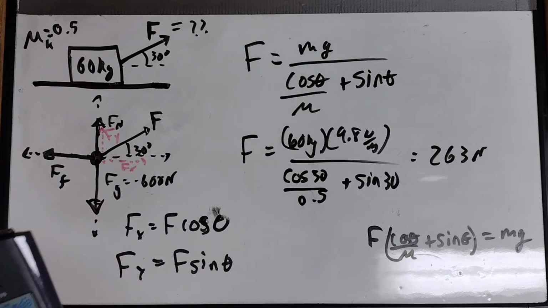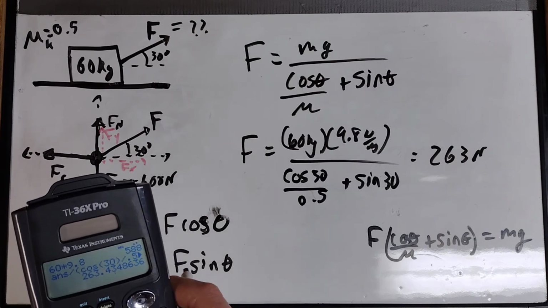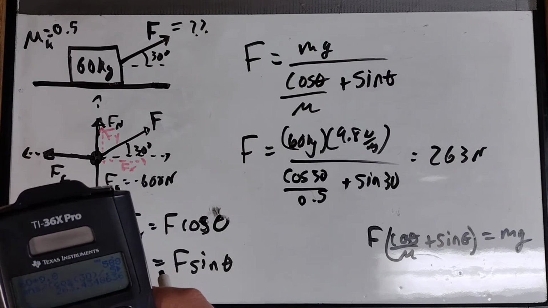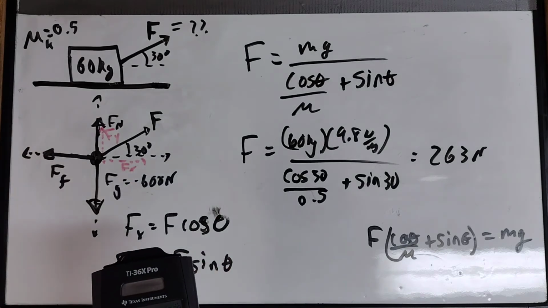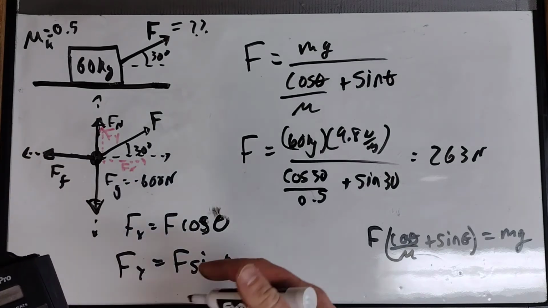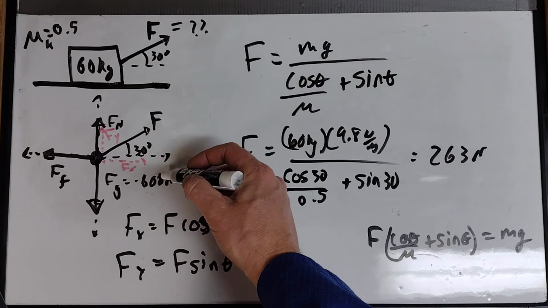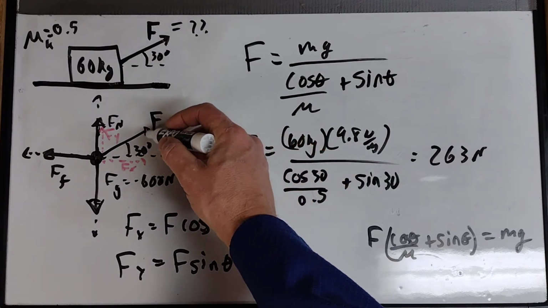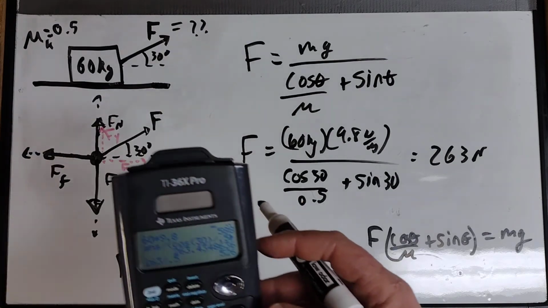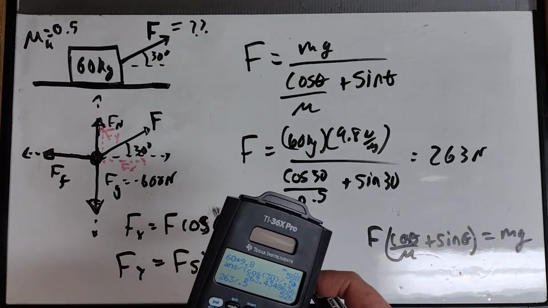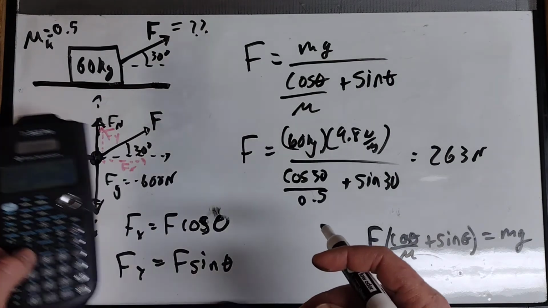So that means the normal force is 263 divided by 0.5. So the normal force is about 526. That's less than 600, so that's good. So that means the vertical component of this is the difference. So that seems like that's probably about right.